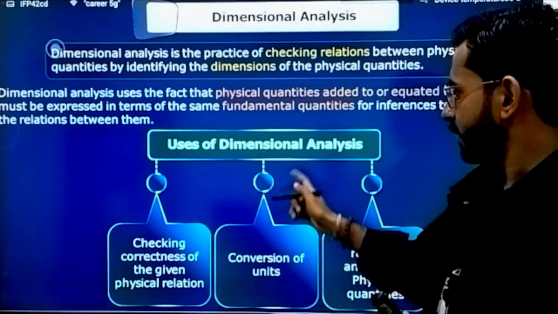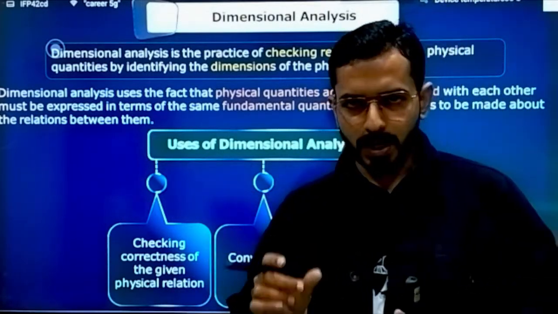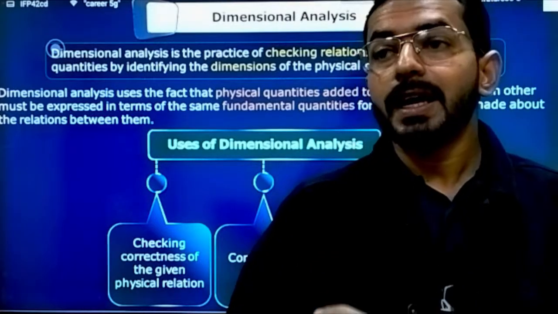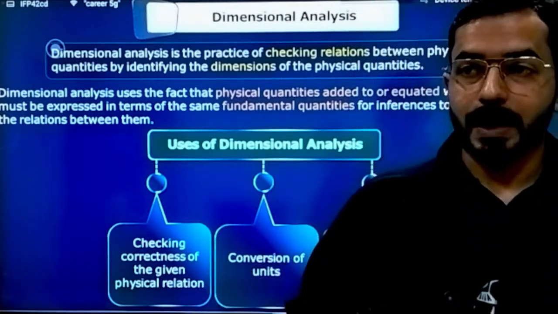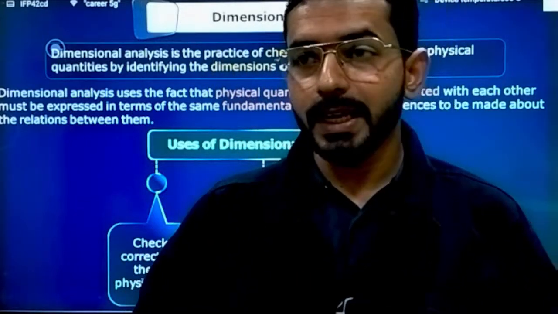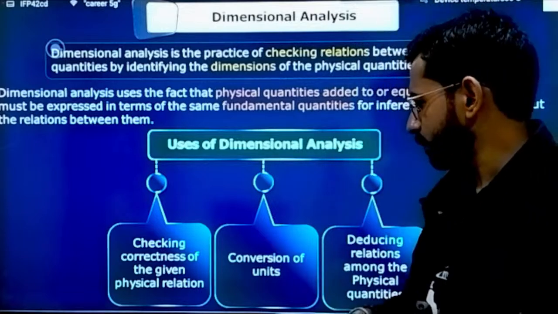Let's see here, what are the uses? Checking the correctness of the given physical relation. Whatever formula or relation is given, you have to check whether it is correct or not, dimensionally. It is not mandatory that if any relation is dimensionally correct, it will be physically correct also. I will prove that also. Let's come to that after some time.